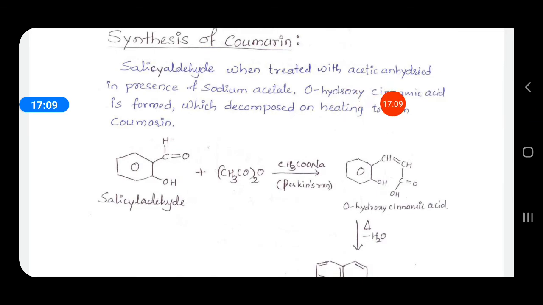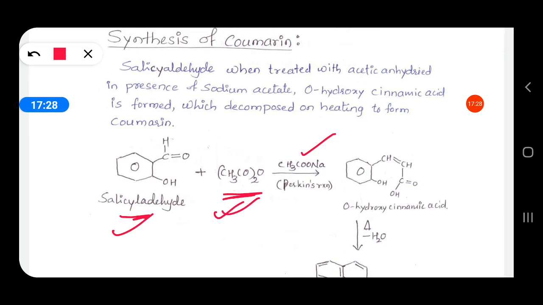So when salicylaldehyde is treated with acetic anhydride in presence of sodium acetate, so we already saw this reaction, Perkin's reaction: aromatic aldehydes treated with anhydride of aliphatic acid in presence of salt of the same acid. So here the aromatic aldehyde is salicylaldehyde.